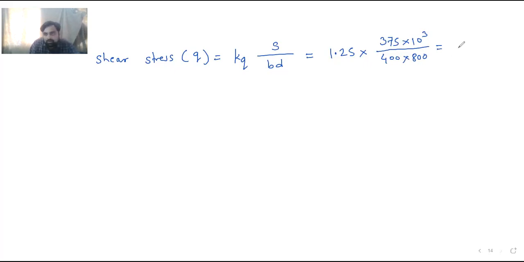1.46. Okay, so it is 1.46 Newton per mm square. Now we will calculate the principal tensile stress.